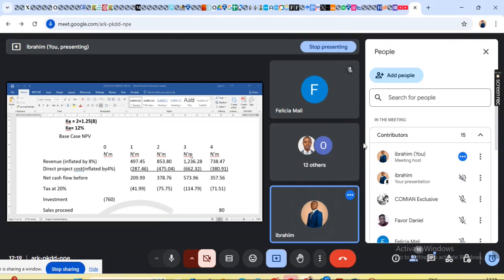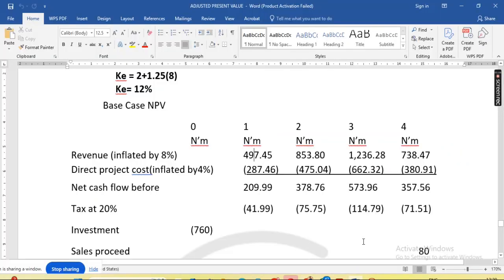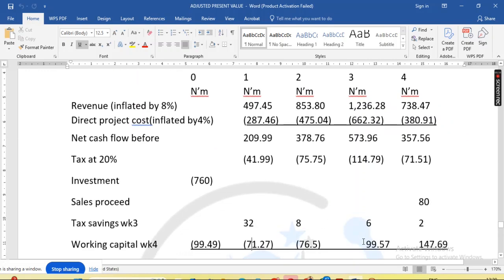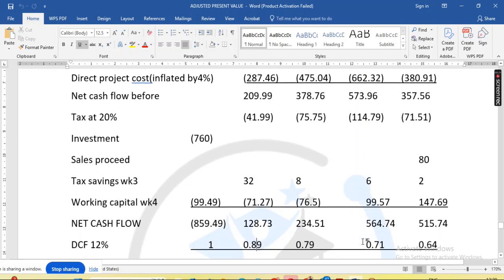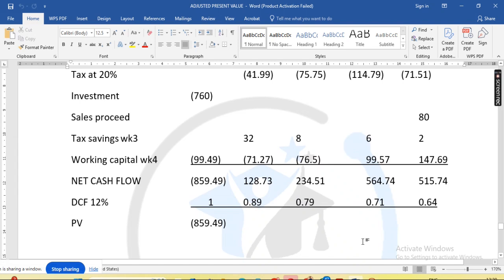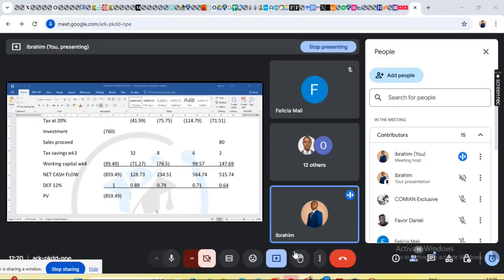In today's class, we shall continue with our lecture on adjusted present value. In our previous lecture, we were able to stop at the base case NPV of this question. We did not complete it because of our time. I said that we should complete this question and get the NPV so that today we can move on. So please confirm.